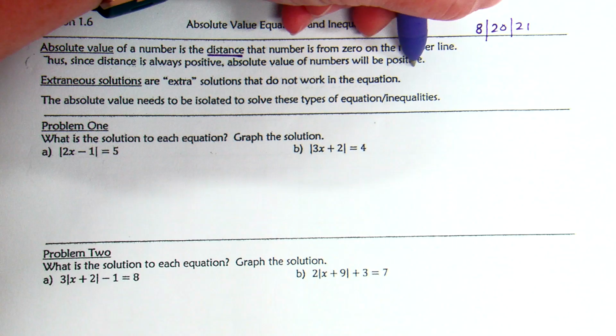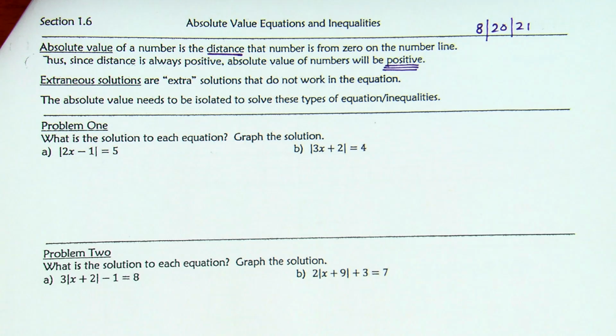Now, what if the number inside the absolute value bars is already positive? Keep it positive, right? If it's negative, switch it to positive. Okay.